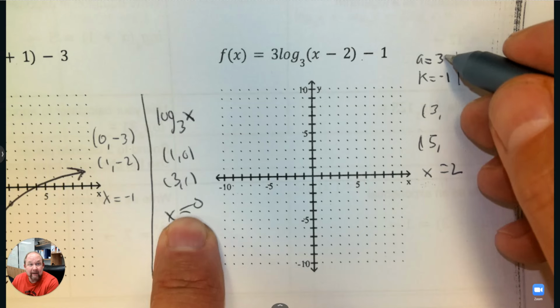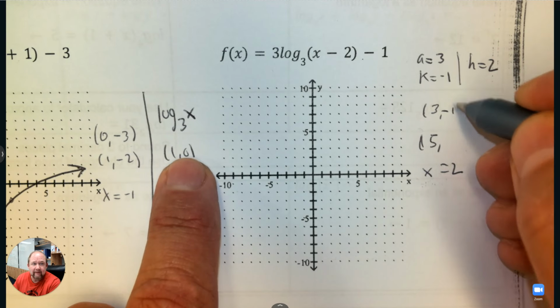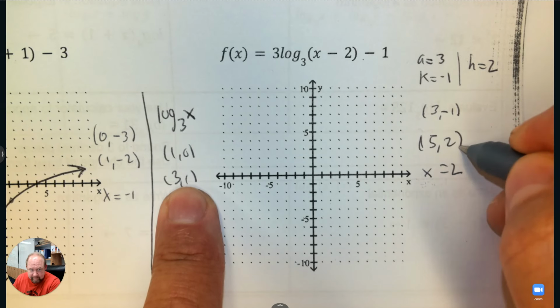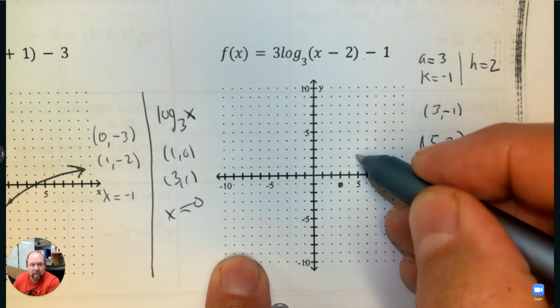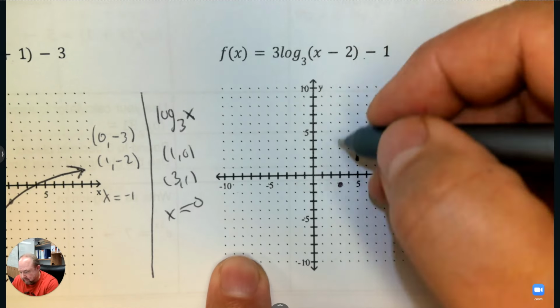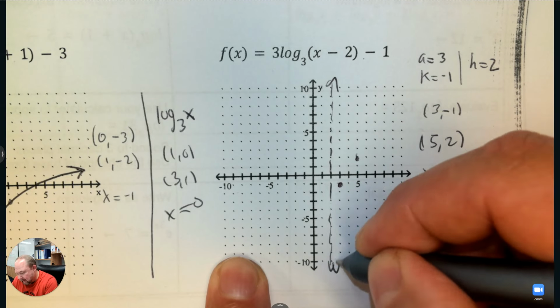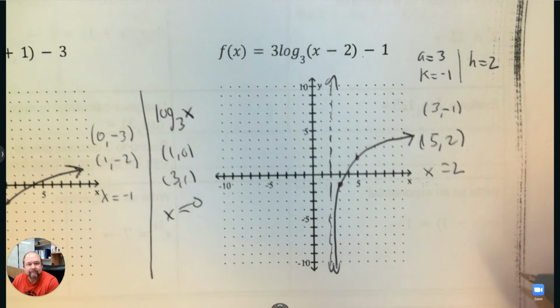And then the y-coordinate, I need to multiply times 3 and subtract 1. So 0 times 3, subtract 1. 1 times 3, subtract 1. And then I have my points. So (3, negative 1), (5, 2). And then my asymptote is at 2. Make sure you draw a broken line. And then follow the asymptote through the 2 points, curve up to the right.